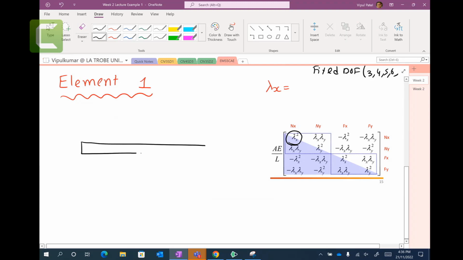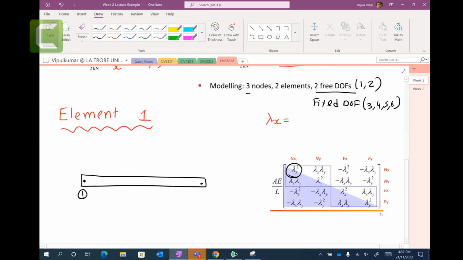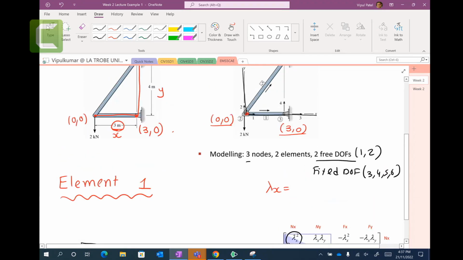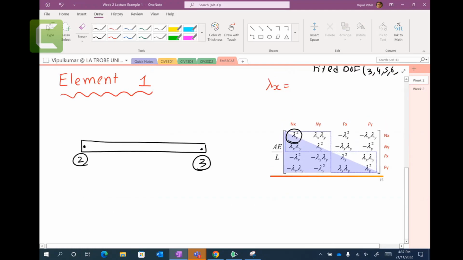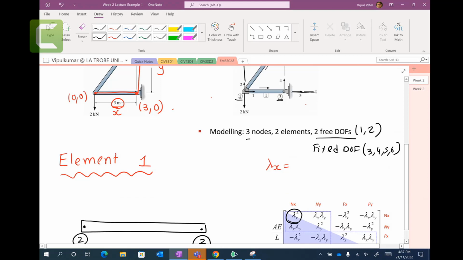Elements, let's say this is 1. Node number 1. That is node number 1 or node number 2, sorry. Node number 2, which I draw here, and node number 3, which I put here. This is node number 2, node number 3.